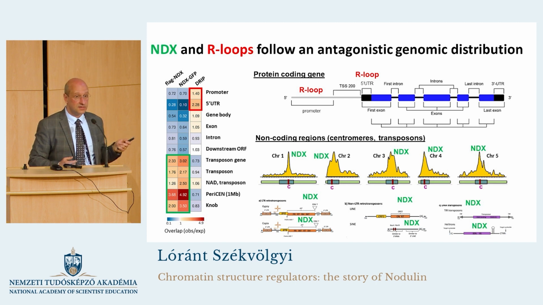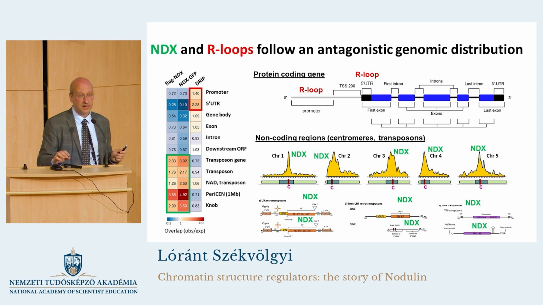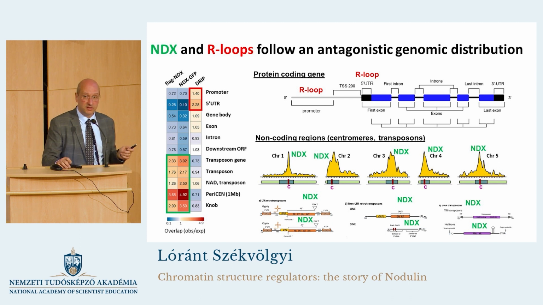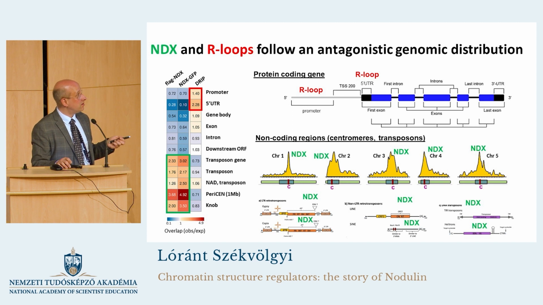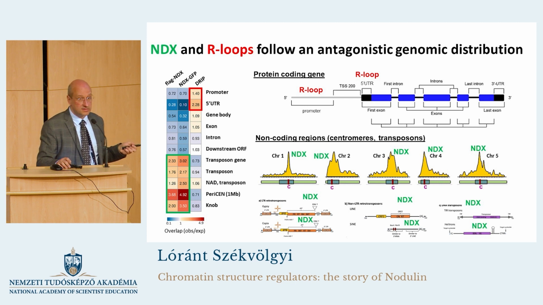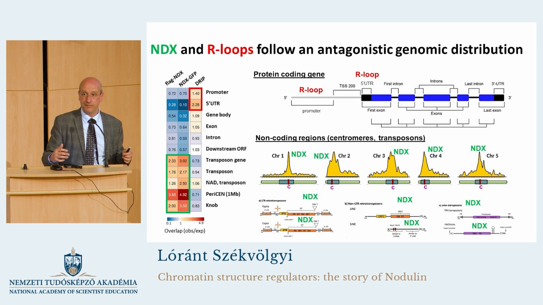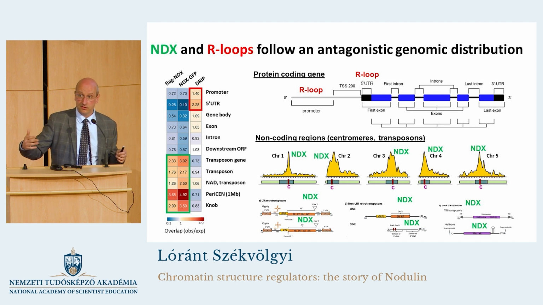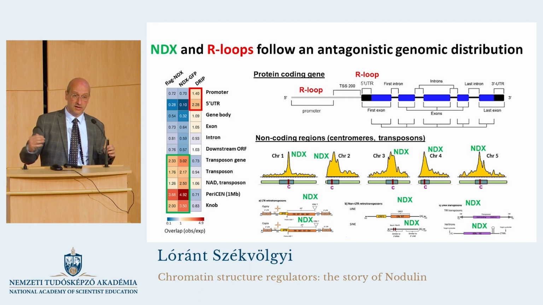The centromeres are involved in chromosome segregation, and they are highly repetitive. There are very few genes along these regions, but they are enriched with transposons. And we also found that the NDX protein was localized mainly on these pericentromeric transposons, which are basically jumping genes. They are not protein coding genes, they are jumping genes, they are parasites that are embedded in the genome.